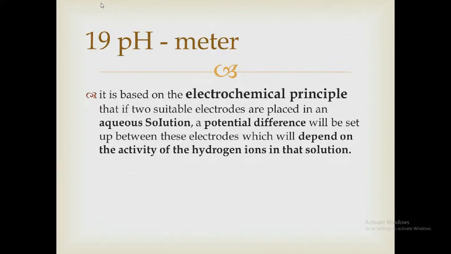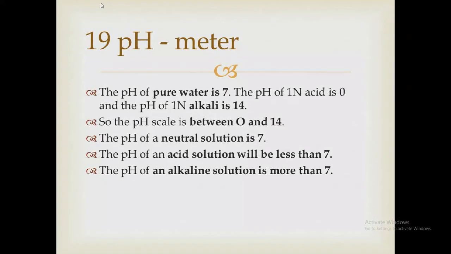So this potential difference set between the electrodes will depend on, very important, the activity of hydrogen ion in that solution. The pH of pure water is 7, the pH of one normal acid is 0, and the pH of one normal alkali is 14. So the pH scale ranges from 0 to 14. 7 indicates the pH of a neutral solution. If it is less than 7, then the solution is acidic in nature, and if it is more than 7, then it is alkaline in nature.